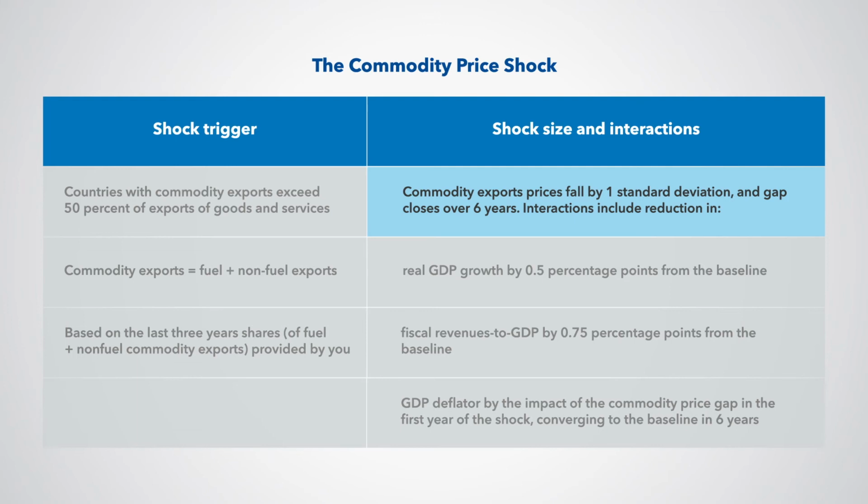In the first 3 years of the shock, the real GDP growth and fiscal revenues to GDP are reduced with respect to the baseline. And in the first year of the shock, the GDP deflator is reduced by the impact of the commodity price gap.